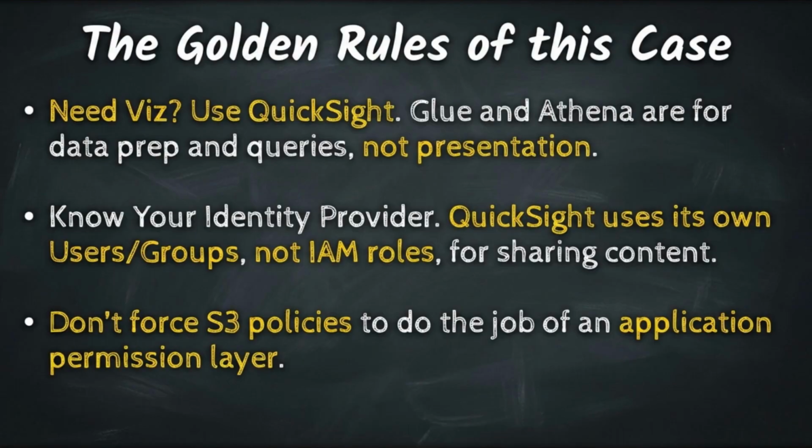So what did we learn today? In AWS, it's easy to drown in an ocean of services. Glue, Athena, QuickSight, they all sound cool. But each tool is built for a specific purpose. Need visualization? Use QuickSight. Need ETL? Use Glue. Need SQL queries on S3? Choose Athena. And most importantly, IAM is not a universal key. Every AWS service has its own rules of the game.